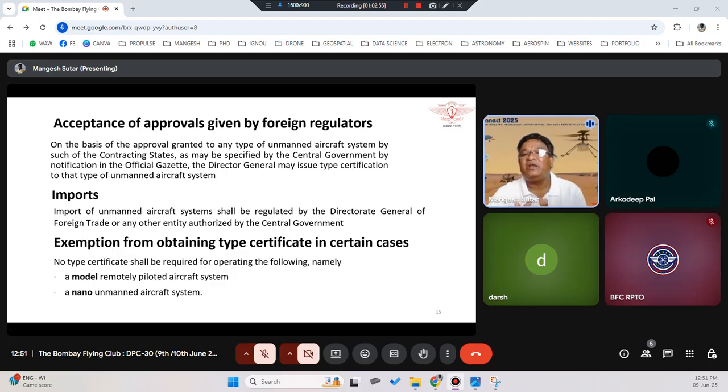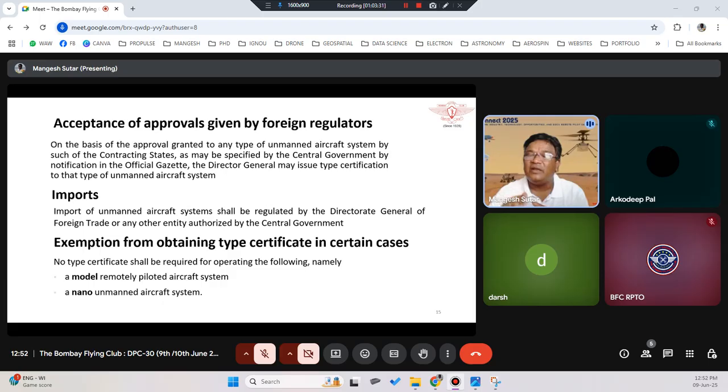Now, who is exempted from obtaining the type certificate in certain cases? A model remotely piloted aircraft system, that means model RPAS. I'm talking about drones or unmanned aircraft, the aeroplanes especially. Even drones which are only used as a model are exempted from getting type certified, like your aero models, the aeroplanes you use for fun activity. Aero modeling people who fly the aeroplane in visual line of sight are exempted from obtaining type certification.